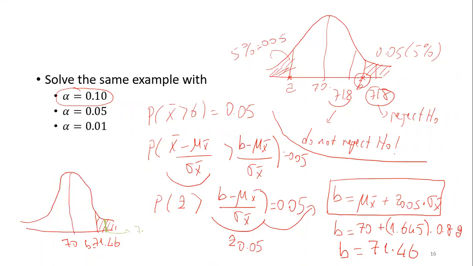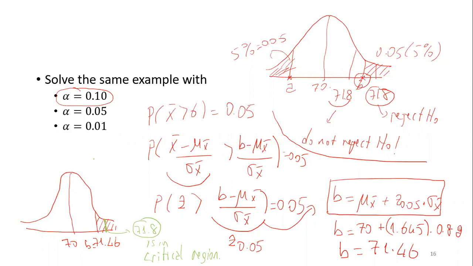So this is 71.8. What does this mean? This means that 71.8 is in the critical region, okay? That's in the critical region. Hence, what we will do is we will just reject the hypothesis, okay?